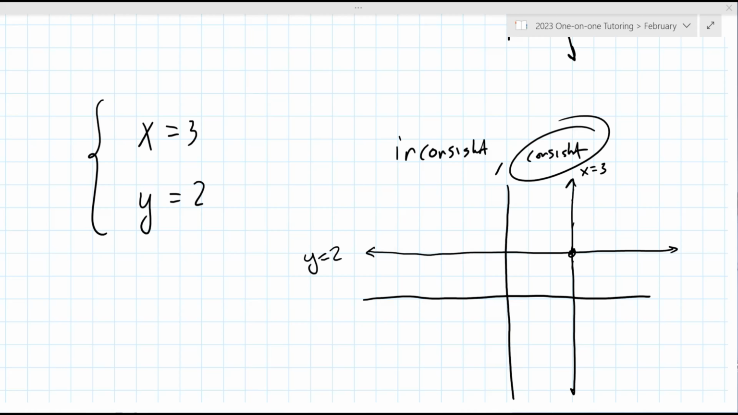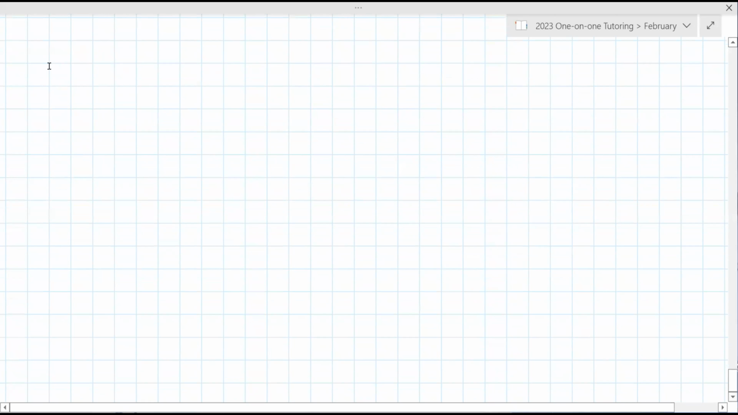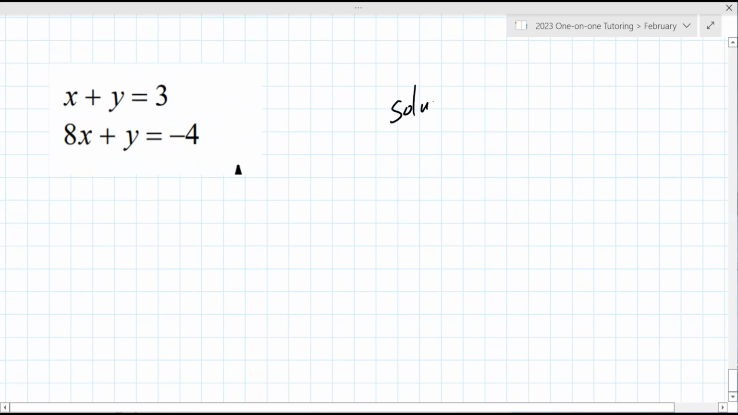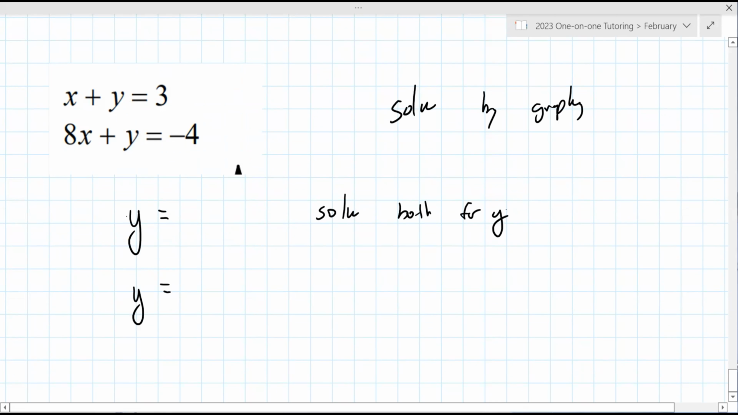Let me see if I can find some. Okay, here we go. So here's a new system of equations, and it says to solve by graphing. My question to you is, can you graph it in this form? No, they need to be y equals and y equals. So you have to solve both for y. Okay, so let's do that for the first one.